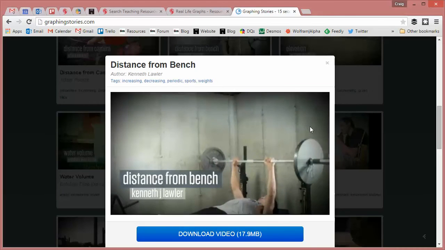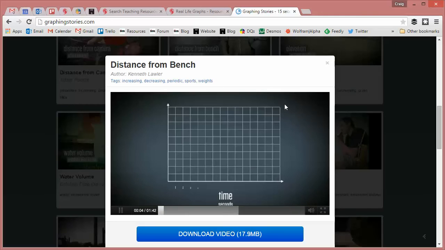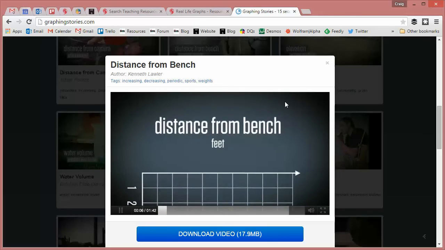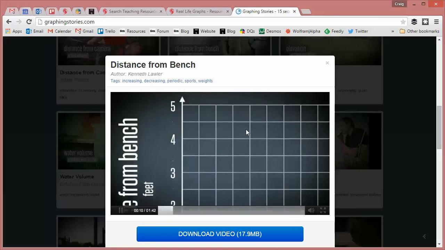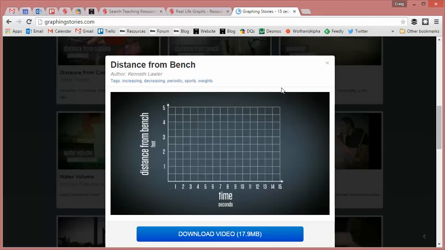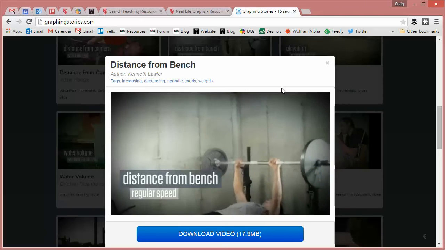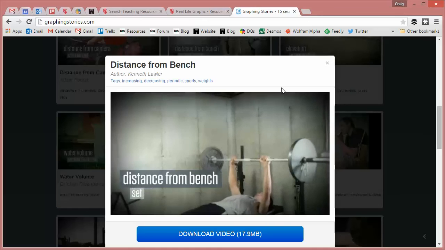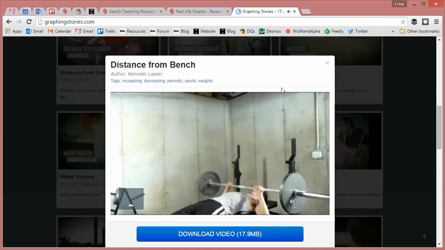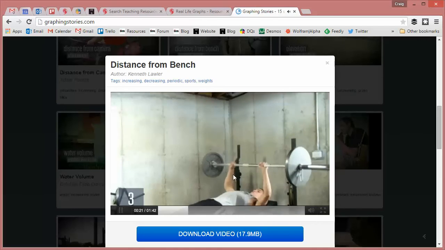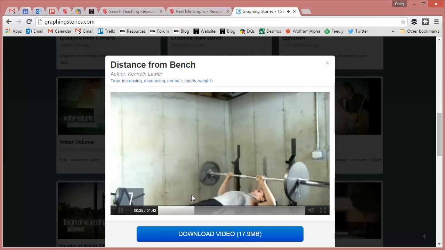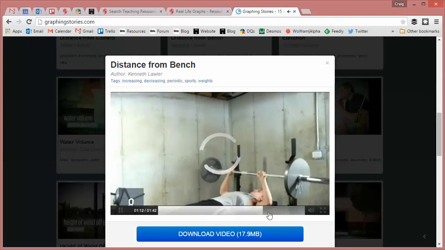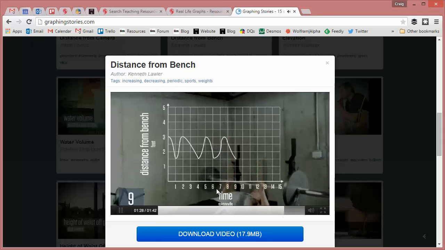So in this particular case, it's a video of somebody doing bar lifts on a bench, and the student's job is to graph this. If I just show it to you very quickly here, the idea is that the students must create a graph based on the height of the center of the bar relative to the floor in the case of a 30-second video. And then if I just jump to the end, the video ends up looking like that.